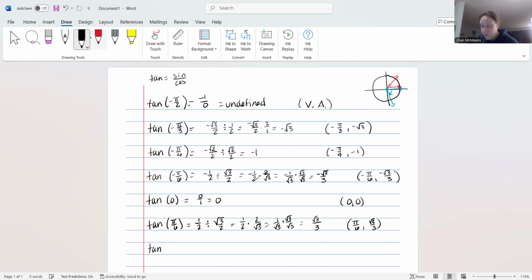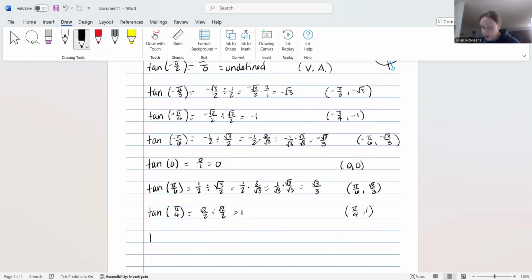Next, we have tangent of pi over 4, so that's positive 45 degrees. Here we get root 2 over 2 divided by root 2 over 2, so that's your y divided by your x, so that's just 1. So pi over 4, comma 1. Let me give myself a tiny bit more room. So we need to do next tangent of pi over 3, so 60 degrees. And at 60 degrees, we have that the y-coordinate is root 3 over 2, and we're going to divide that by 1/2. So that's root 3 over 2 times 2 over 1, or just root 3. So we get pi over 3, comma root 3.